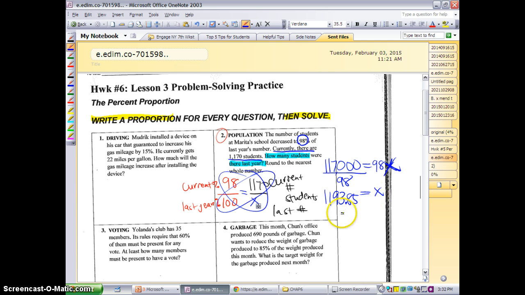And so then I'm going to round that to the nearest whole. So the whole number is the ones place. I'm going to round to the ones. So that would be the number 3 right here. And then my answer would round to 1,194. The 3 will round up to a 4 because of the 8. So that's how many students were there last year at the school.